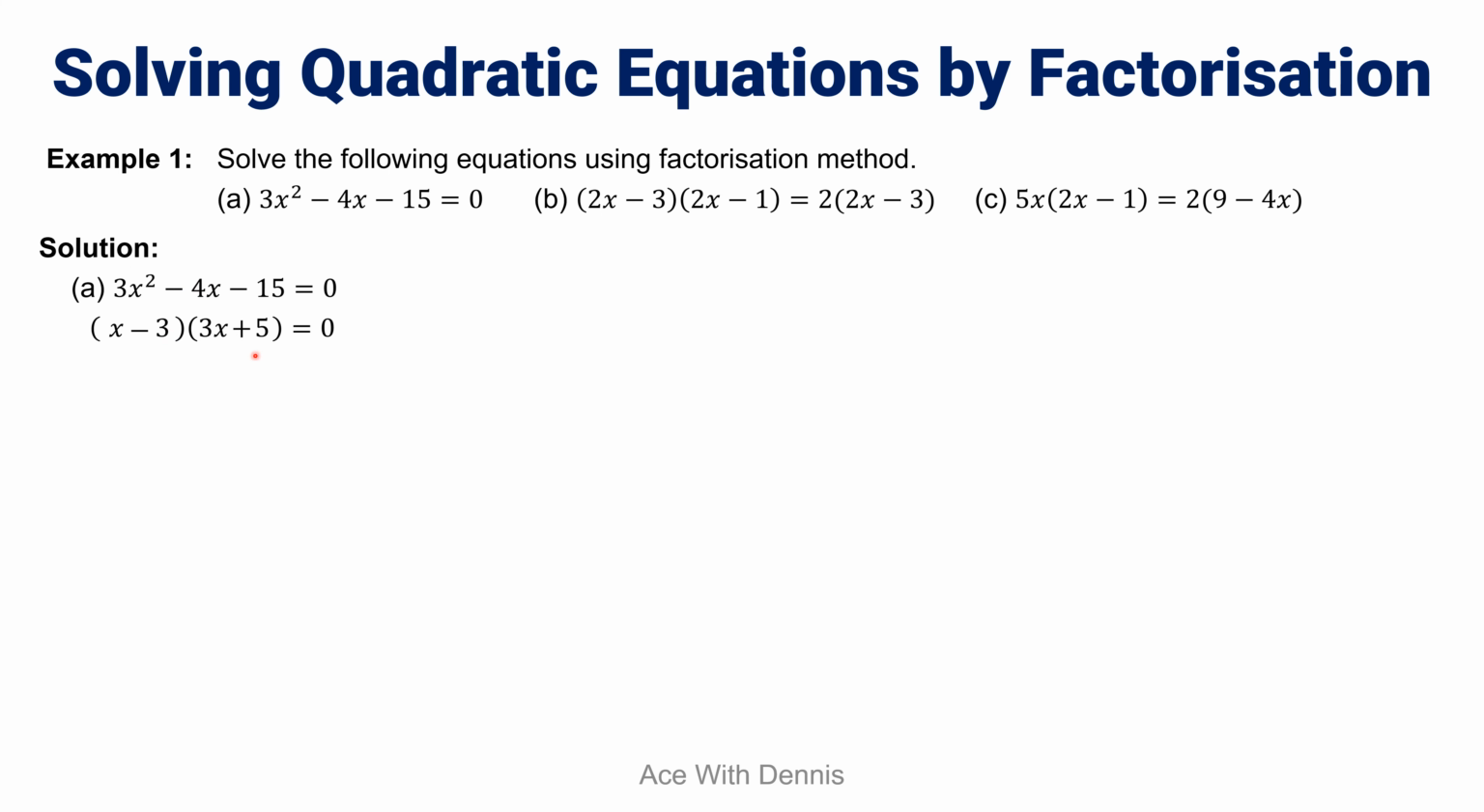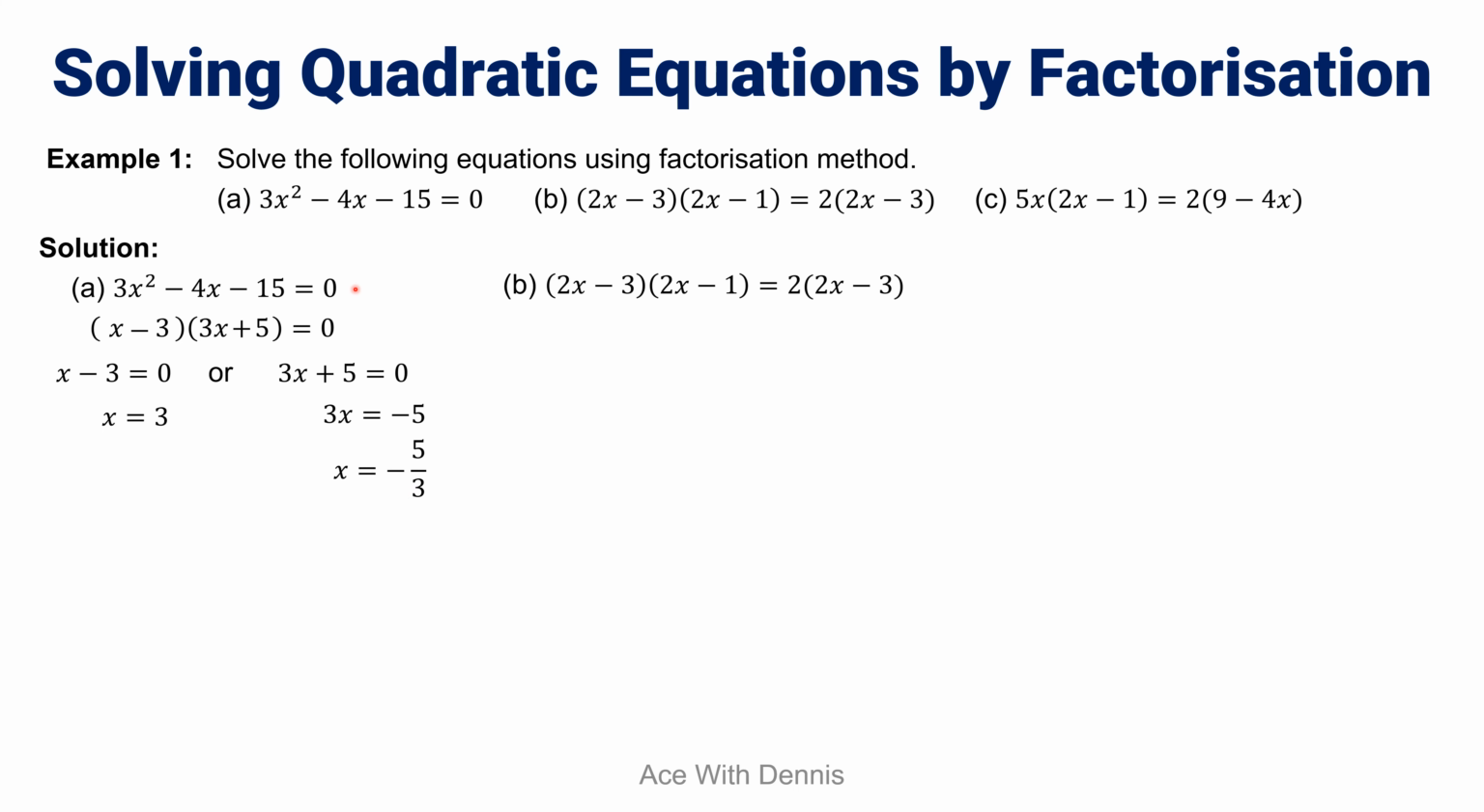As you can see, there are two numbers multiplied together that give us 0. So there are two possible answers here, either x minus 3 equals 0 or 3x plus 5 equals 0, so that when we multiply these two numbers, we get 0. Solving the equations, x equals 3, or 3x equals negative 5, so x is negative 5 over 3. So this is the solution for A.